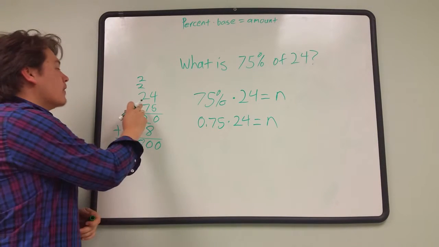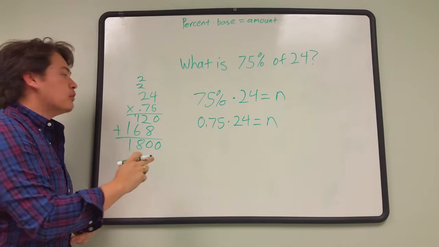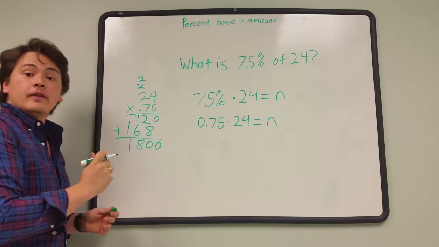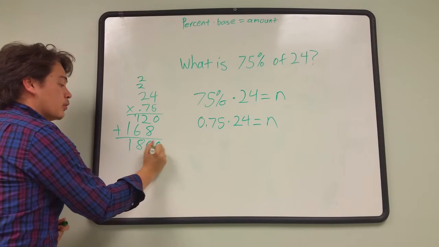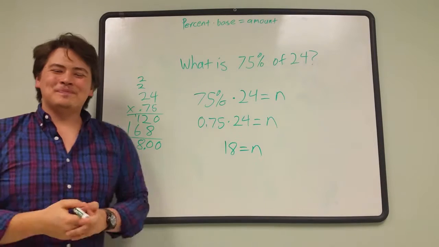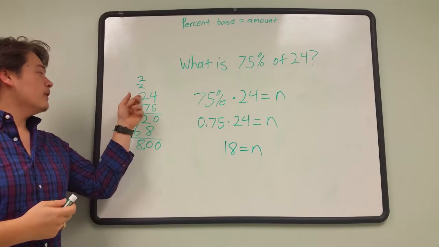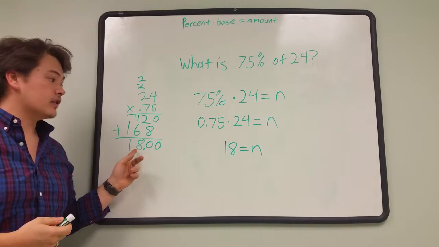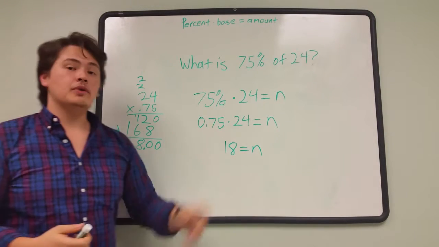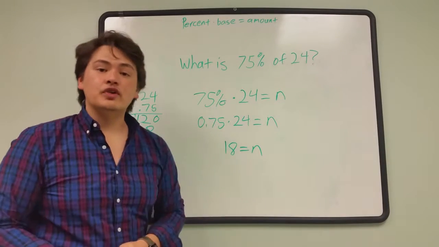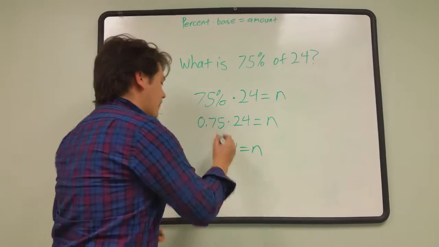Now in this case we have two numbers beyond the decimal point, which is 7 and 5. So I'm going to put two numbers beyond the decimal point. So in this case, 24 times 0.75 is going to give us 18, and 18 is equal to n, and that's the number that we're trying to find out. So 18 is going to be our final answer.